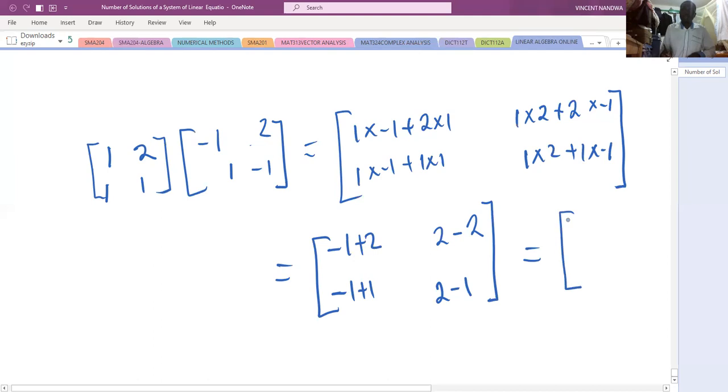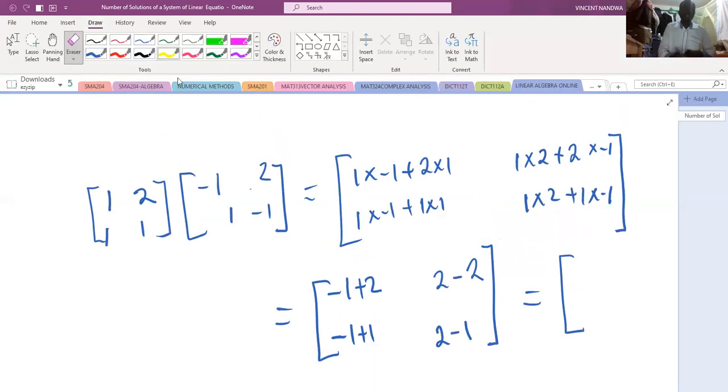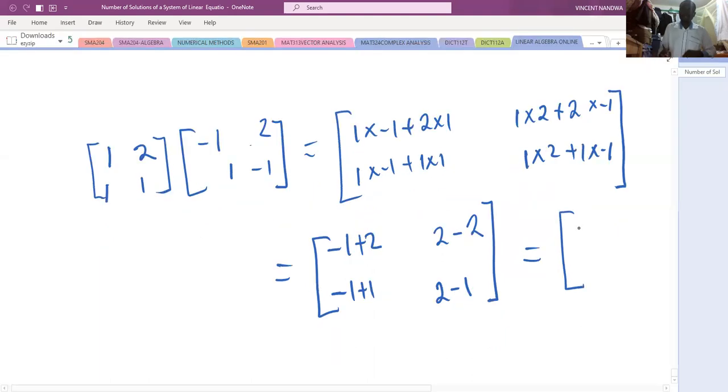And this will be -1, +1. So -2 plus 1 is +1. -1 plus 2 is +1. 0, and then 0, and then this is 1.